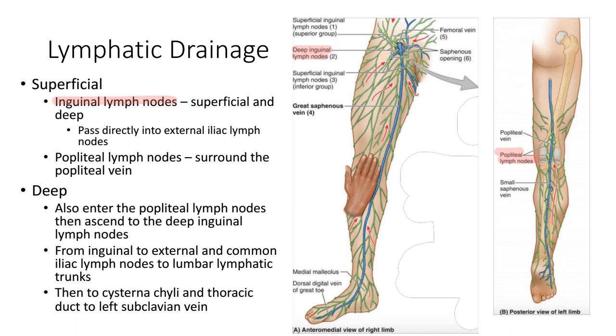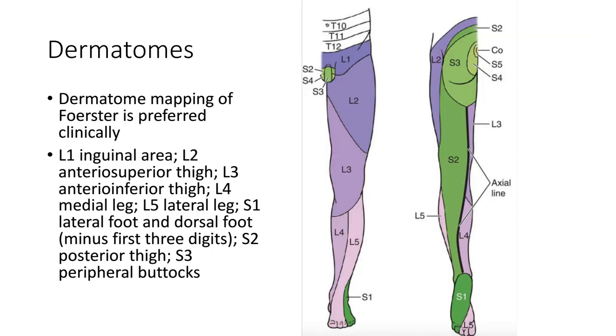From the inguinal lymph nodes, lymph will flow to the external and common iliac lymph nodes, and then to the lumbar lymphatic trunks. From the lymphatic trunks, lymph will flow into the cisterna chyli and then into the thoracic duct to the left subclavian vein. The dermatome mapping of the lower limbs, again, is preferred by using the Foerster mapping clinically.